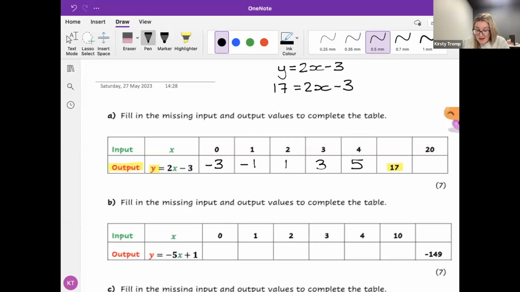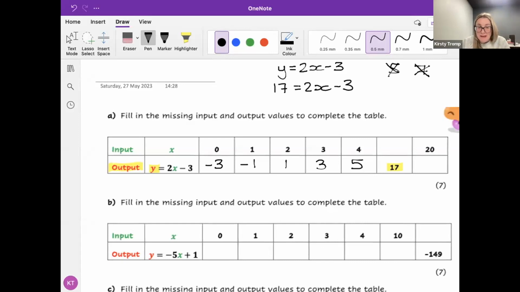So let's start with, I don't know, we finished off with 4, so maybe let's do 5. 2 times 5 is 10, and 10 minus 3 will give me 7. So it's definitely not 5. We tried 5, and 5 didn't work. Let's try 7. 2 times 7 is 14, and 14 minus 3 will give me 11. So that one definitely doesn't work either.